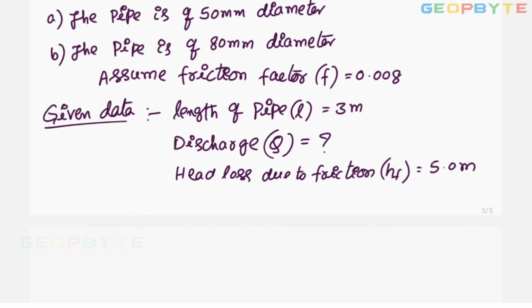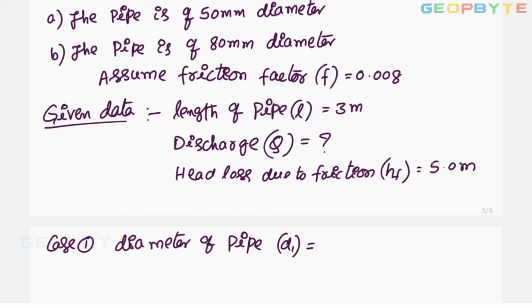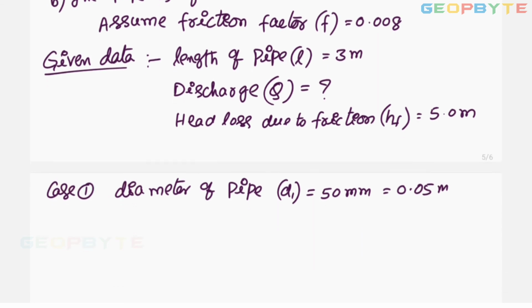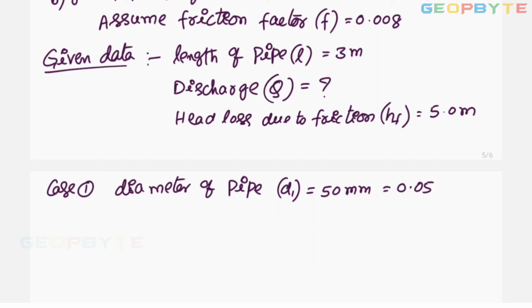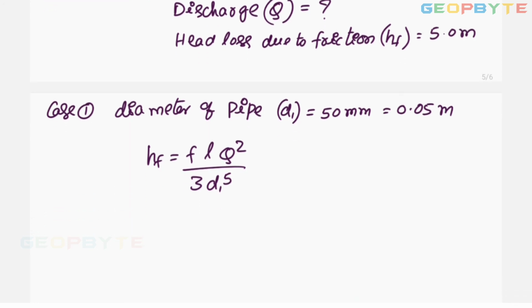Case 1 is the diameter of the pipe. Diameter of the pipe D1 equals 50 mm, equal to 0.05 meters. You know HF equals, in terms of discharge, F L Q square by 3 D1 power 5. This formula.